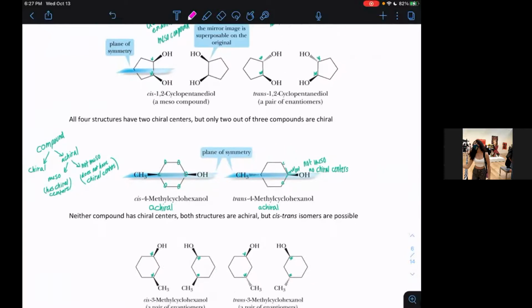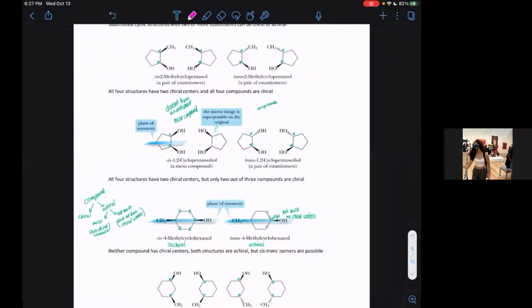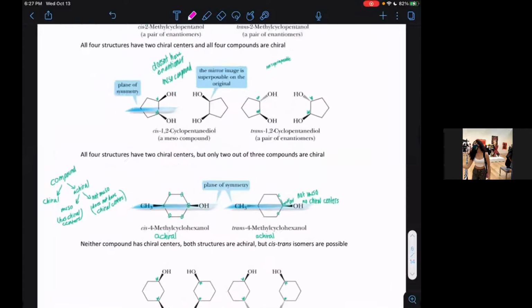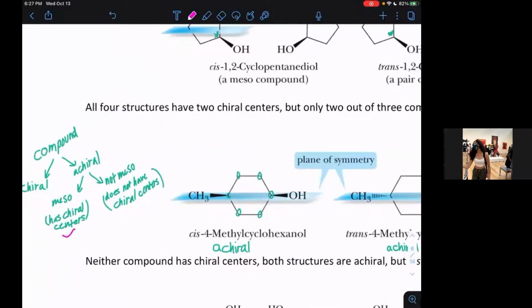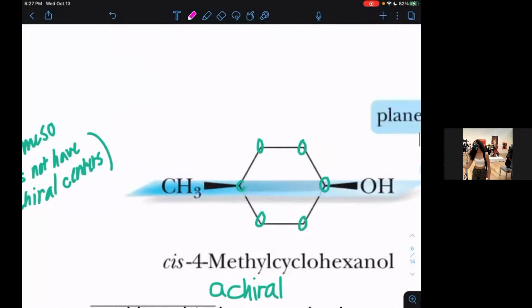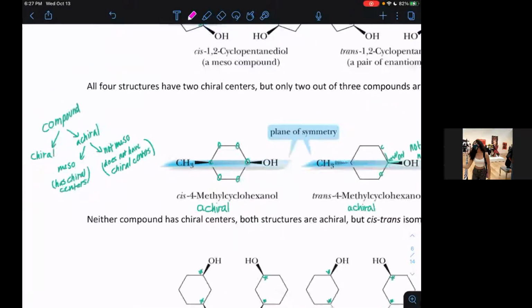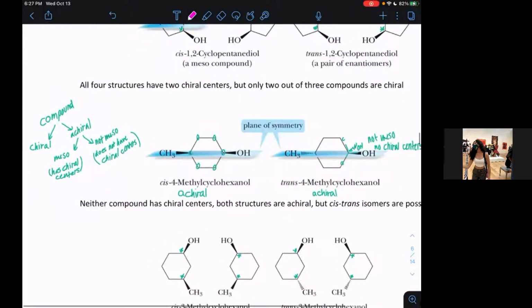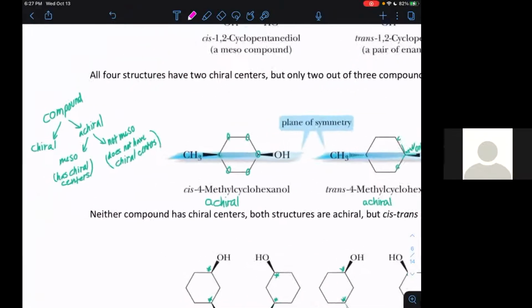But I thought the plane of symmetry meant that it was meso. Or that's only when it has a chiral center, because I guess maybe these ones don't. Yeah, because either way, it isn't going to end up there. Meso when you have two? Meso? No. Could you explain meso better?